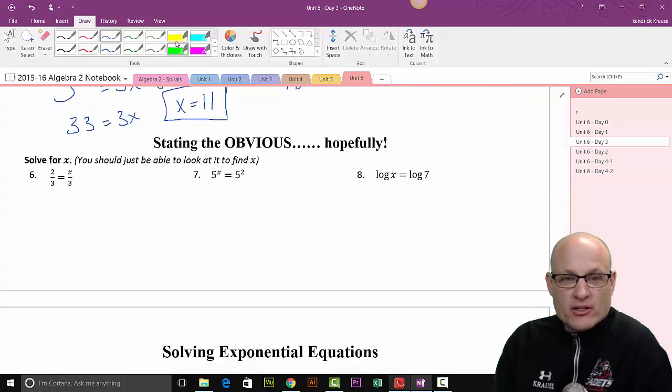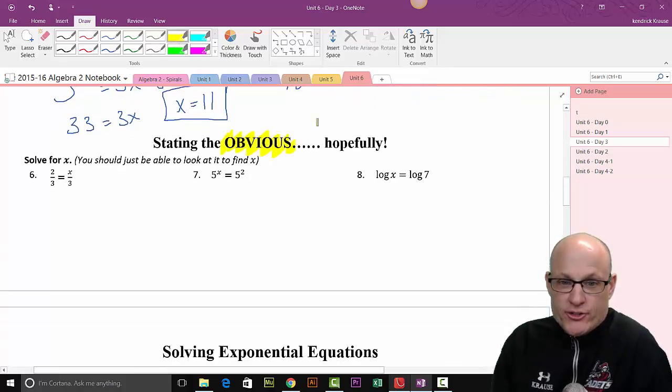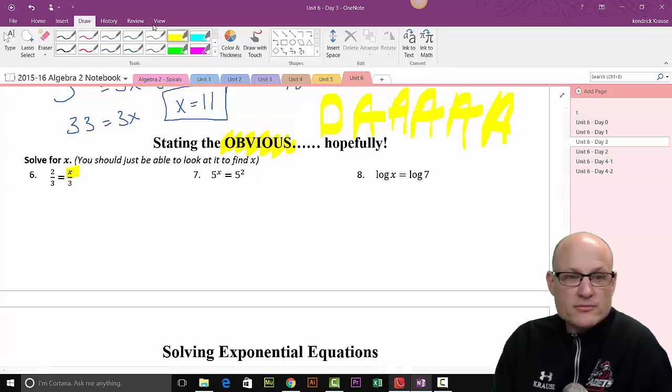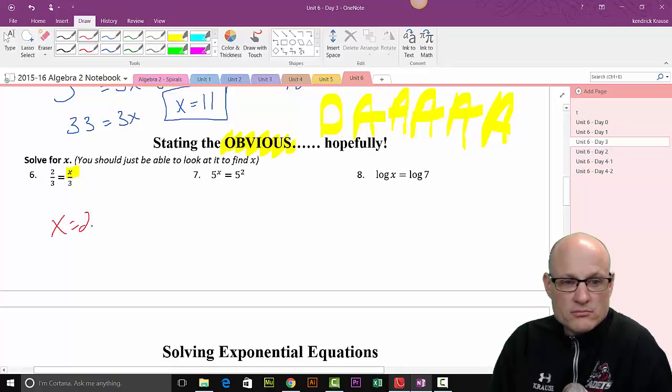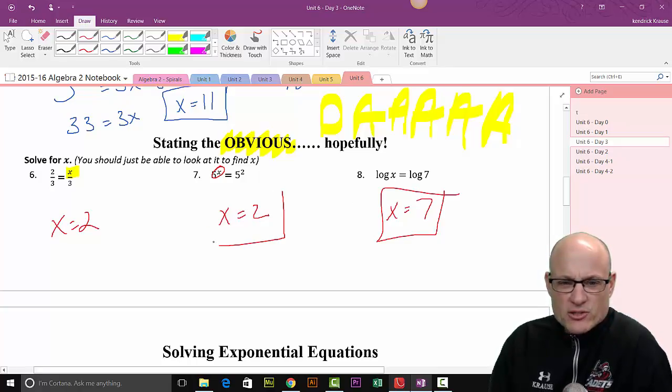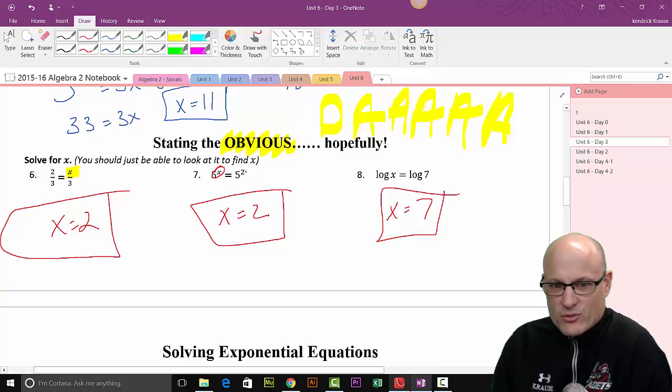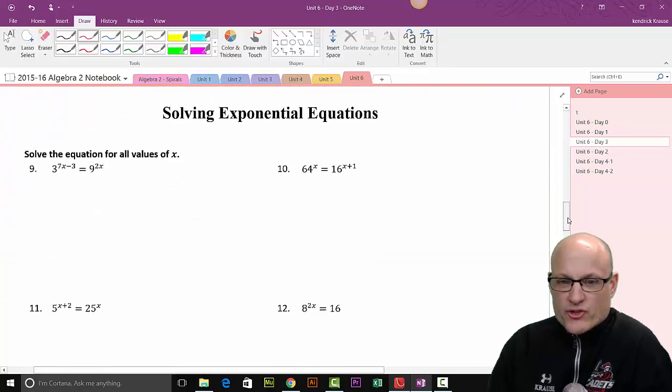All right, so in this particular case, and the reason I say that, it should become pretty obvious. What's x? Oh, 2. What's x? Oh, x equals 2. What's x? X equals 7. I mean, you can just look at it and go, well, if that's 2/3, that has to be 2/3. If that's 5 squared, that has to be 5 squared. And if that's log of 7, that has to be log of 7.